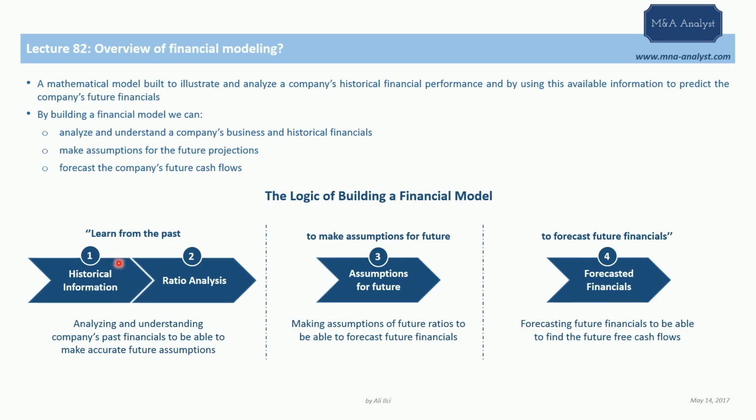Why do we need them, and what do we use these sections for? I'm going to go over quickly. The historical information part is to understand the business. The ratio analysis part on the historical information is to be able to make future assumptions. Assumption of future ratios is to be able to forecast future financials, and forecasted financials finally is to be able to run a DCF analysis.